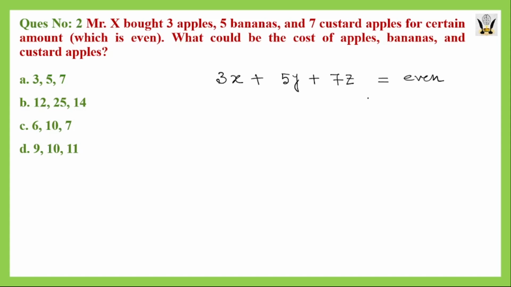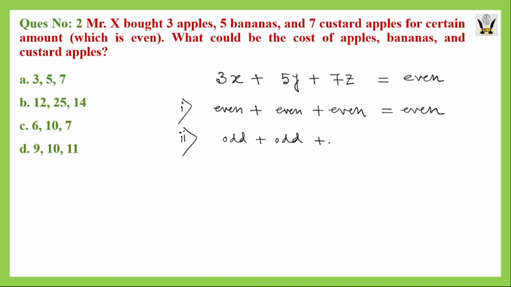Now that amount is even. If that amount is even, then one possibility is that 3x has to be even, 5y has to be even, and 7z has to be even. When we add 3 even numbers, that gives us an even number. Similarly, if two of them are odd and the third one is even, then also the total amount could be even.